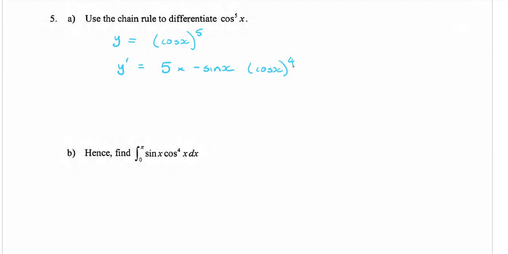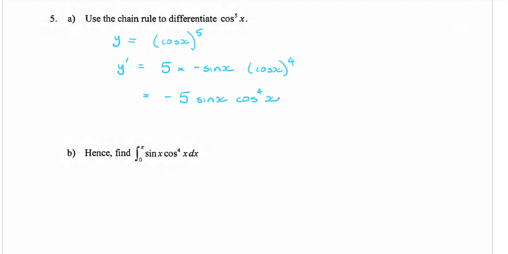Okay, now if I tidy that up a little bit, you'd move the minus out the front with the 5, so minus 5 sine x, and then you'd move the cos power 4 back above, the shortcut way to write it. Okay, so if I can differentiate this to get to that, here comes part B.